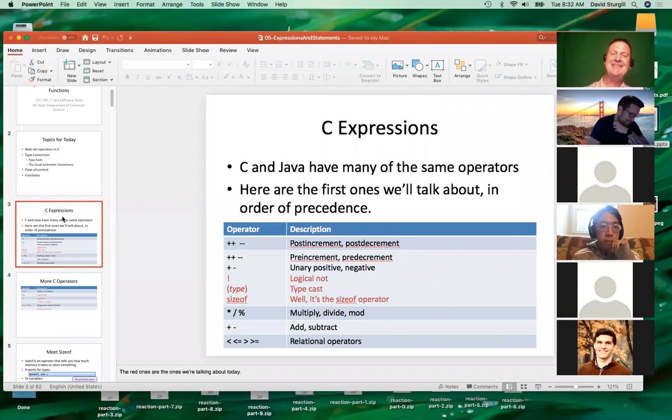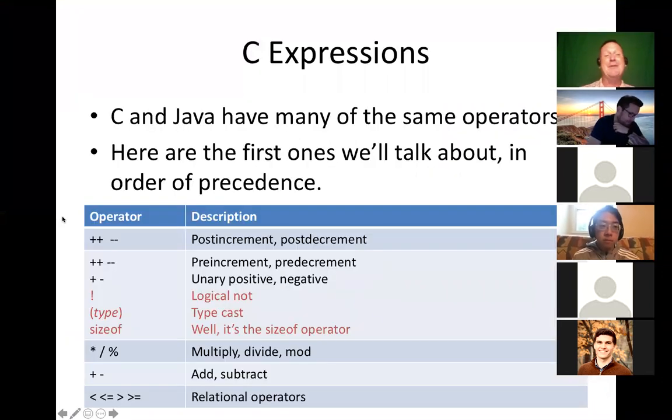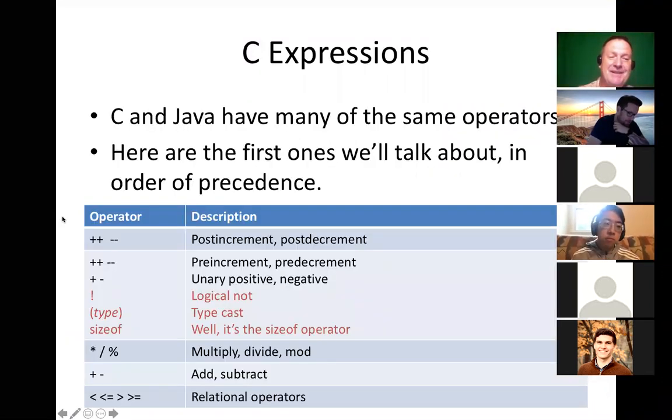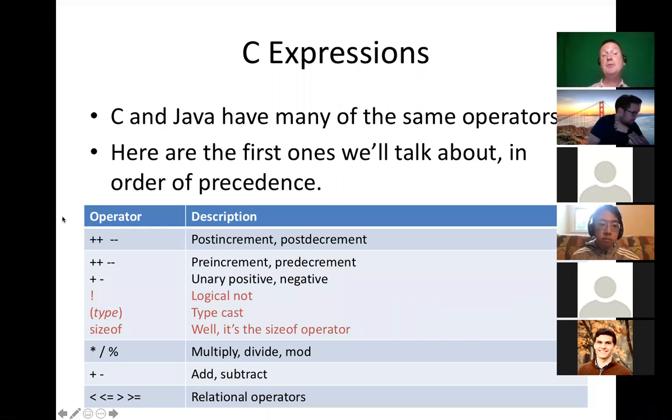All right, so this is what I was talking about a moment ago. This is our table of precedence. And I won't repeat this, but the red ones are the ones we're going to spend a little bit of time on today.